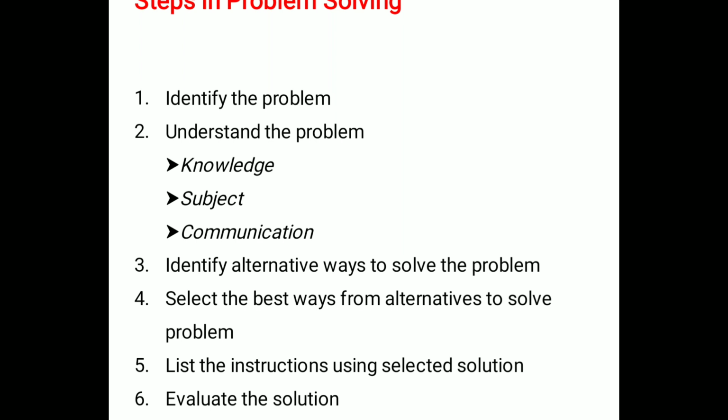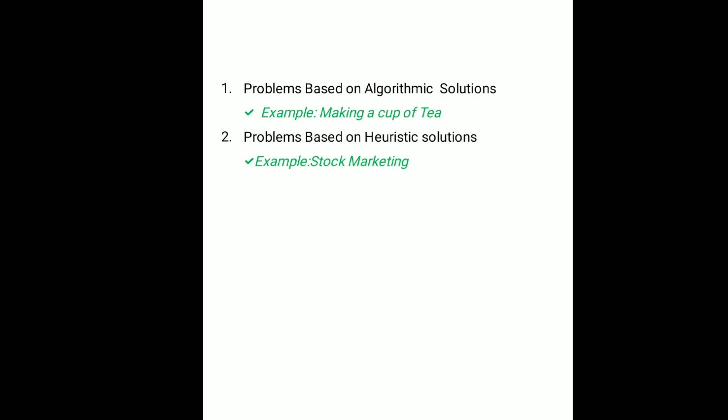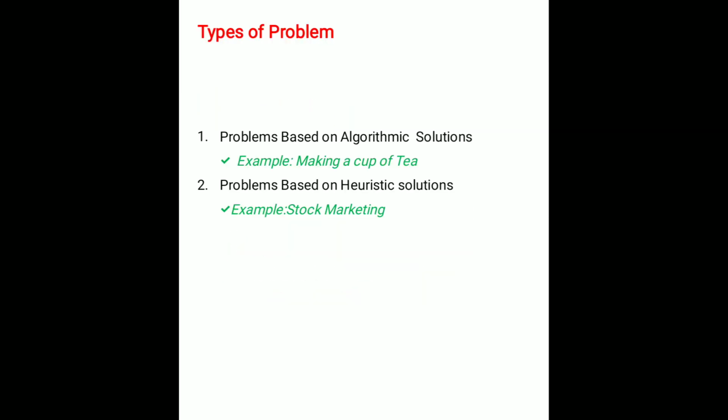So what are the steps you are writing to resolve any problem? Those steps you have to evaluate on a particular problem, and you have to solve that problem. These are the 6 steps in problem solving. Now next are the types of problems. There are 2 types of problems.